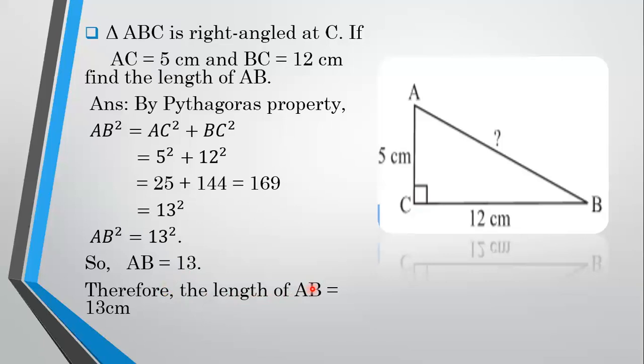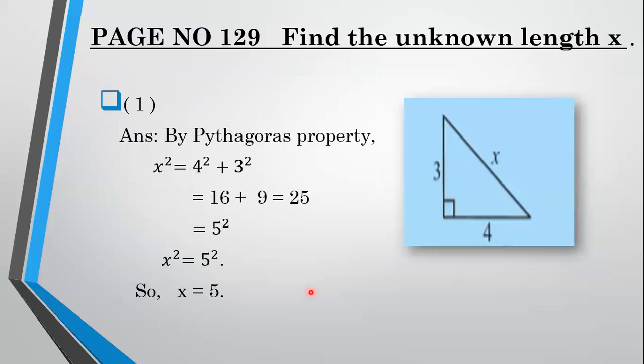Now we will consider the question given under the heading, try this, in page number 129. See, these questions are given in page number 129 and we have to find out the unknown length x. In the first figure, it is given here, x is the hypotenuse and the measure of the other two sides are 3 centimeter and 4 centimeter, which are the legs of the triangle.